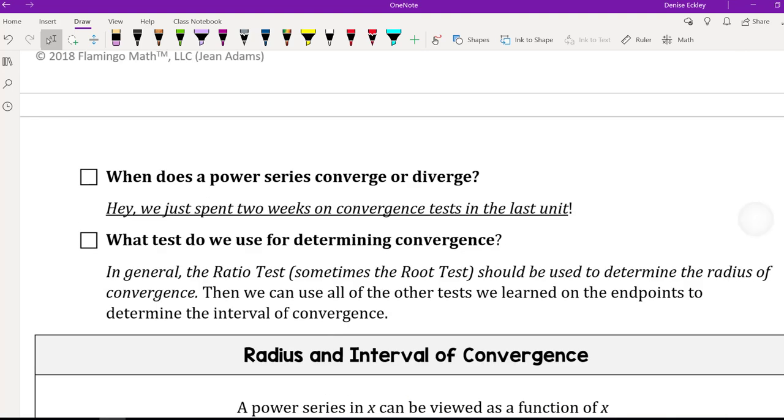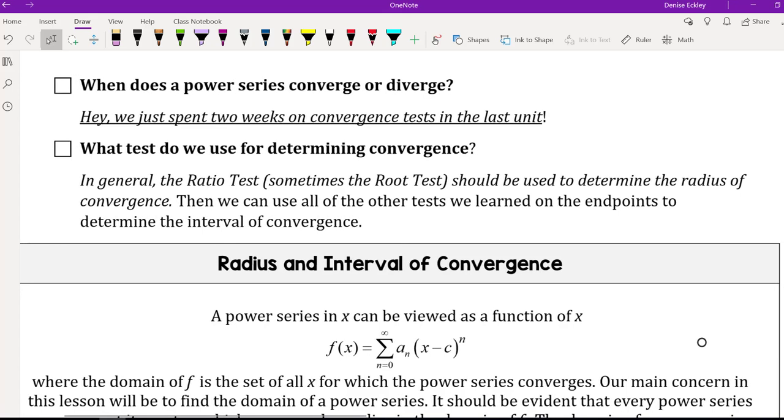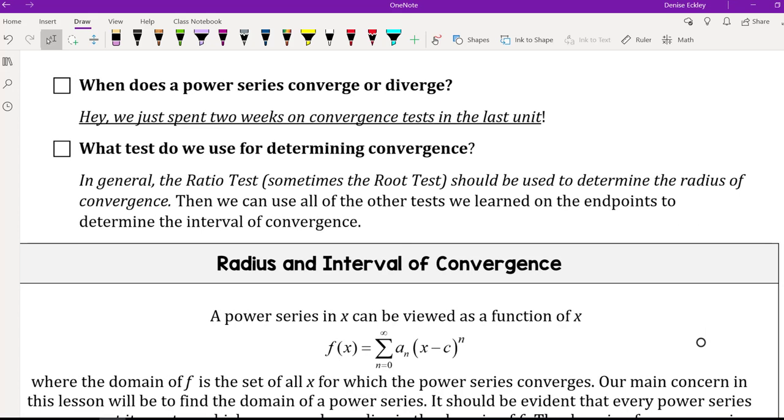So in the next part of this video, we're going to talk about when a power series converges, and we have lots of tests for that. That's what we've been working on. And then finally, if they do converge, they may not converge everywhere. So how do we determine that? The nice thing is we're going to use the ratio test for most of them, and we're going to talk about the radius and interval of convergence. So that's what our next video is going to be about.